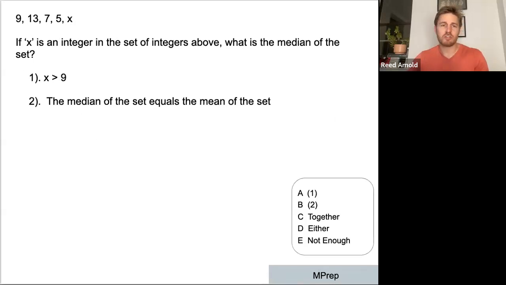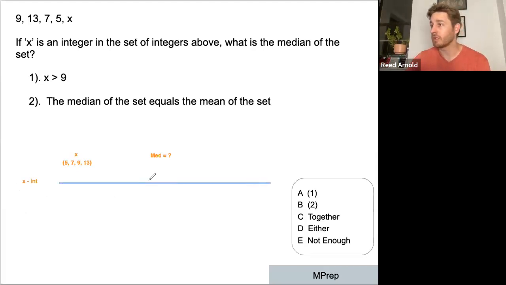So we have these numbers. First thing to do, put them in order, right? We have the numbers 5, 7, 9, 13. And then there's this X floating somewhere. We don't know where it is, but it's in the set. And we want to know the median in the set. And we do know X is an integer. That's nice. They told us, hey, we only have integers here. Don't worry about fractions or decimals. Technically, it doesn't say X is positive, but I think we're not going to have to worry about negatives.